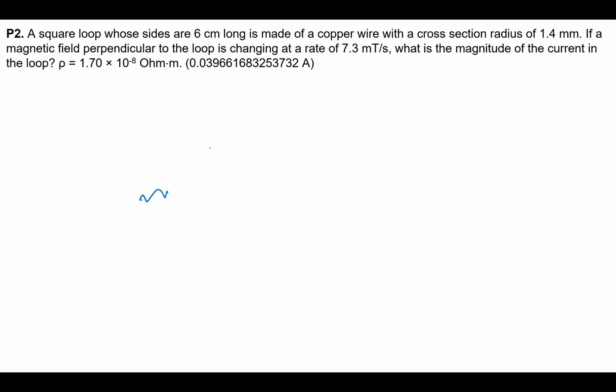A square loop. So if you look at it, a square loop. The loop is made of a copper wire with a cross-section radius of 1.4 millimeter. If a magnetic field perpendicular to the loop is changing, so note that the magnetic field is changing at the rate of this, what is the magnitude of the current in the loop? Note that rho is given. Rho is the resistivity.